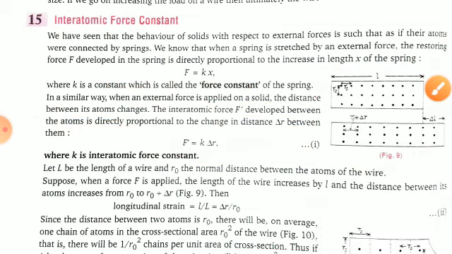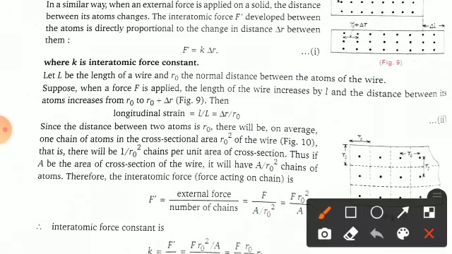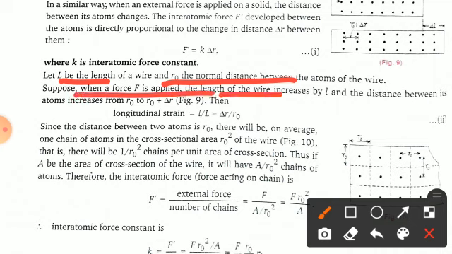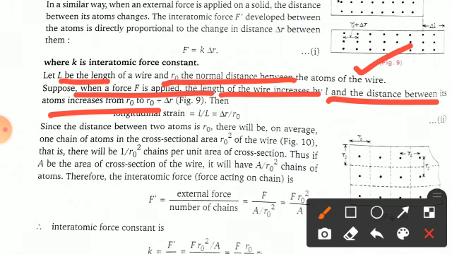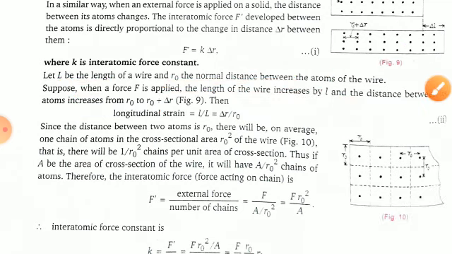Now let us suppose L is the length of the wire and r naught is the normal distance between the atoms of the wire. We suppose that when a force is applied, the length of the wire increases by delta L and the distance between its atoms increases from r naught to r naught plus delta r. You can see from figure number 9. So the longitudinal strain comes out to be delta L by L, or you can write it delta r by r naught.